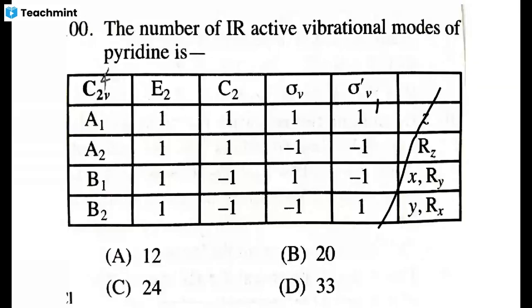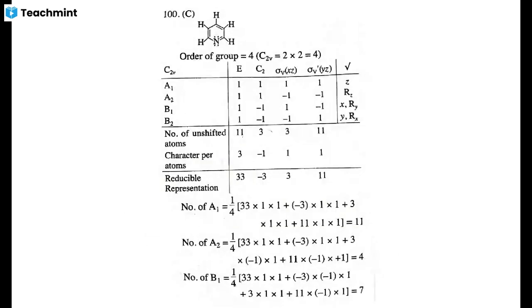So this is one problem, a previous year CSIR question. The number of IR active vibrational modes of pyridine is. Okay, so this is how to solve the problem. So this is pyridine. You see this is the C2v point group. There is C2 and sigma v, there is no other rotation. The C2 is in the molecular plane.